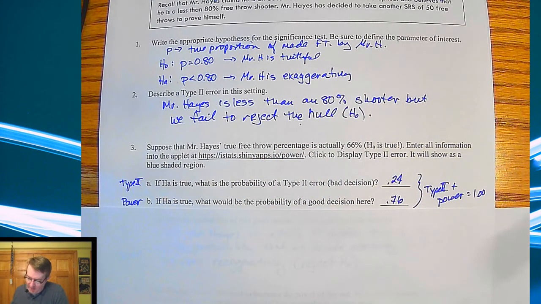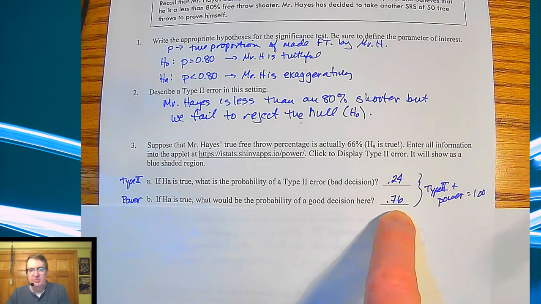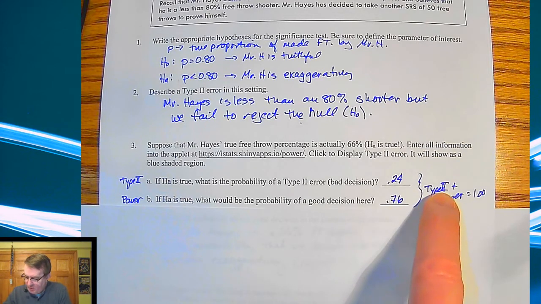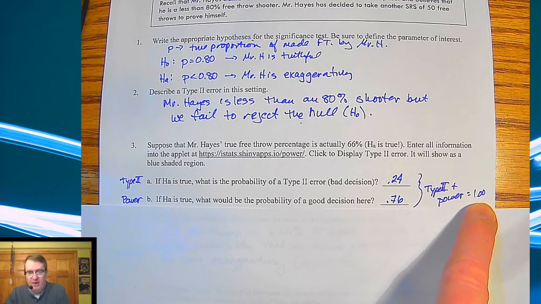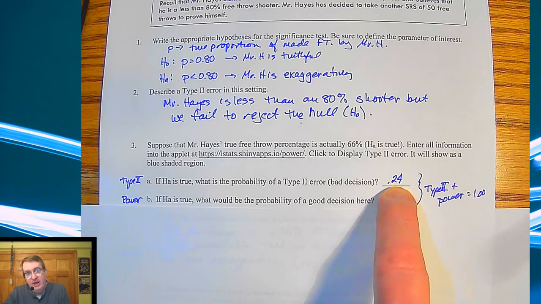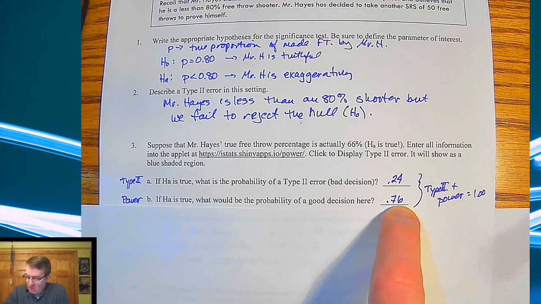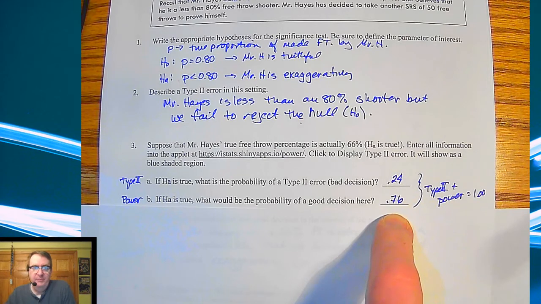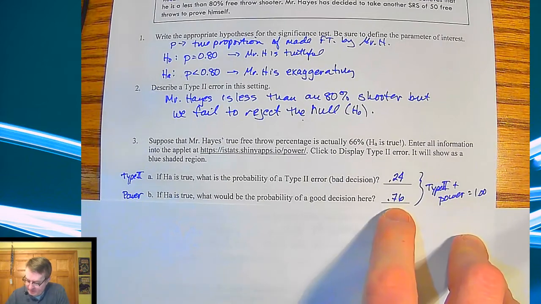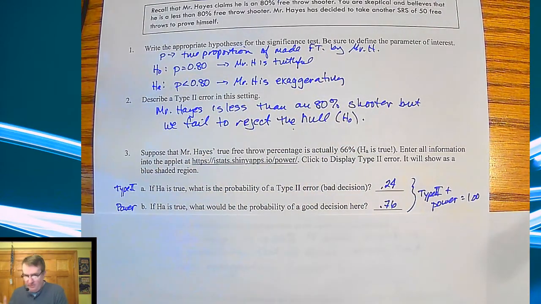Okay. Power. This is the probability of a good decision. That's 76%. So notice what I'm doing here: the type 2 error plus the power is equal to 1. If this is the bad decision, everything left over must be the good decision. So what the power tells you is your chance of getting the right answer. So in this case, if we are really off, we have a 76% chance, a probability of 0.76, that we will find evidence that I'm exaggerating.